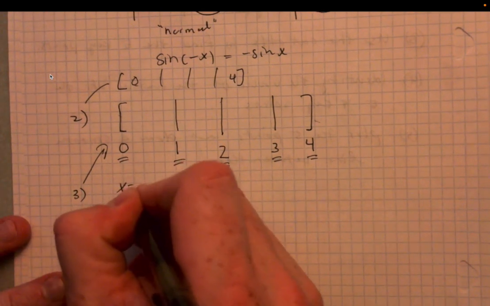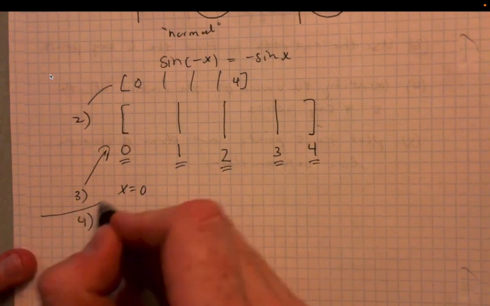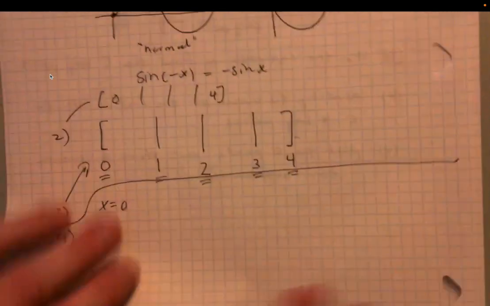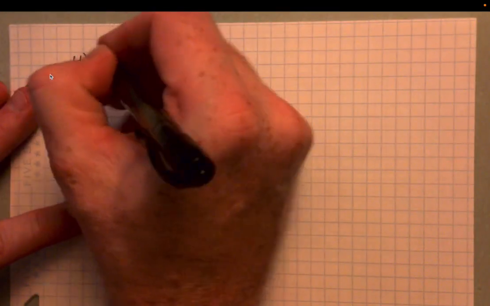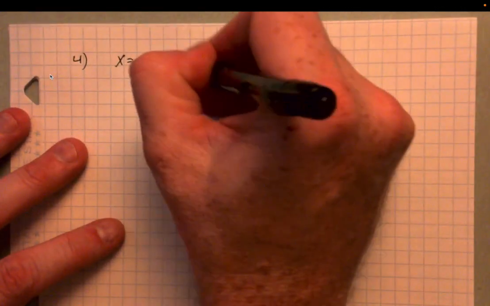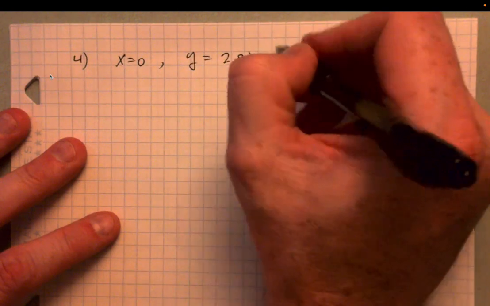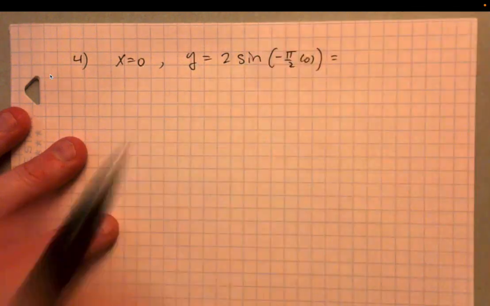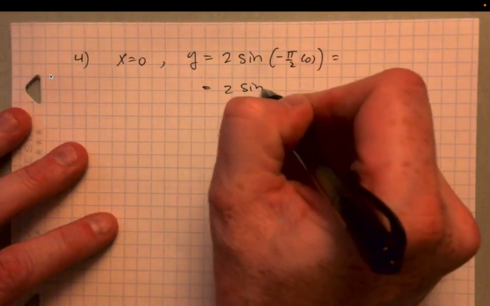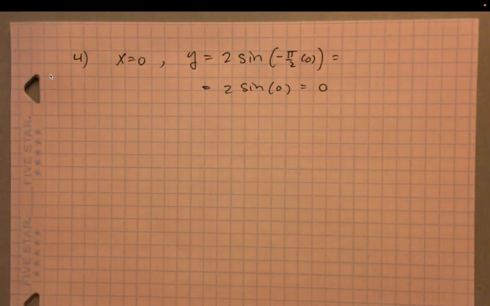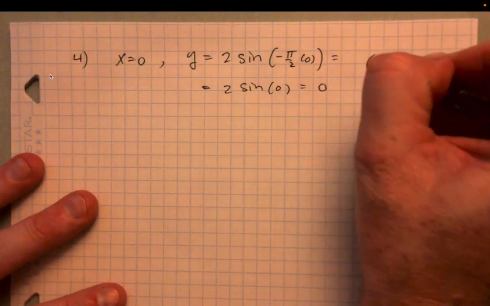So let's see what happens when we plug in x equals 0, for example. I'm going to steal a little bit of extra notebook space here. Well, I think I'll just switch it over. I don't want this to get too messy. Right, so this will be step 4. So x equals 0. We plug that in. What do we get? Well, remember the function is y equals 2 times the sine of negative pi over 2, and in this case times 0. Right, and so that is 2 times the sine of 0, which is 0, right? Sine of 0 is 0. Right, so our first point is 0, 0.